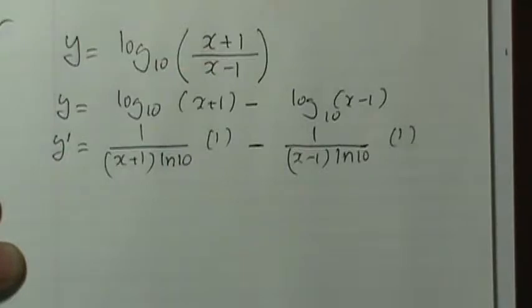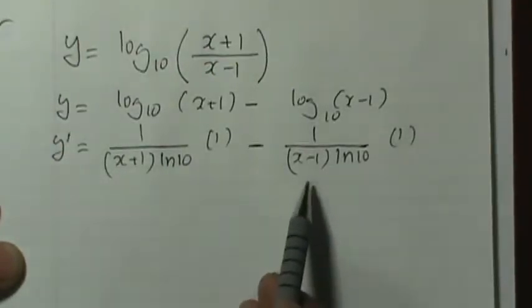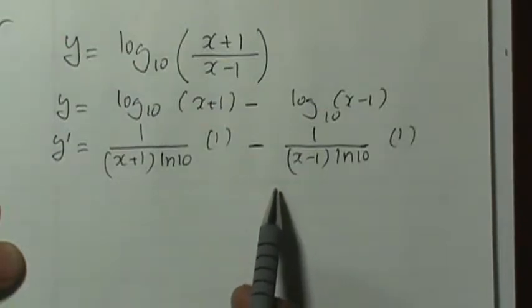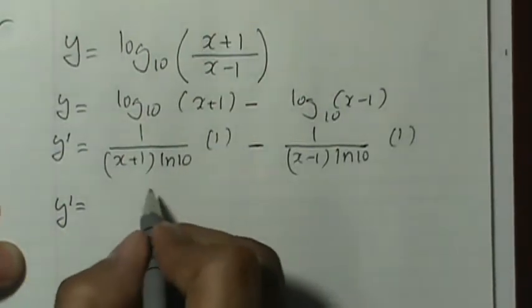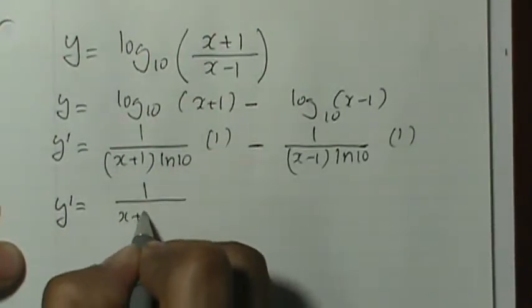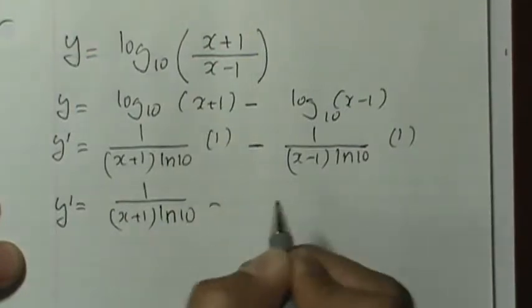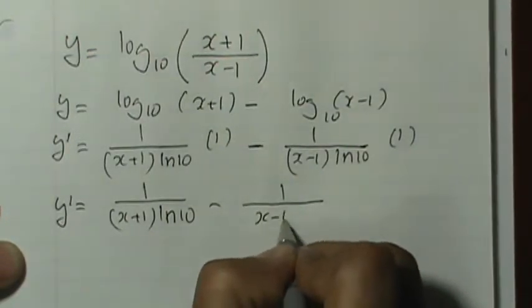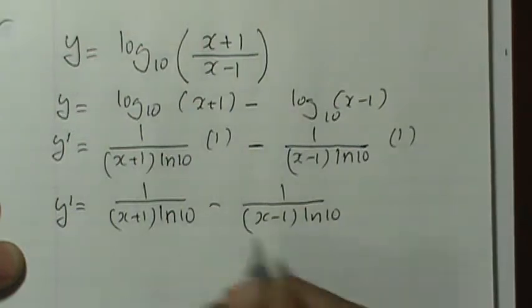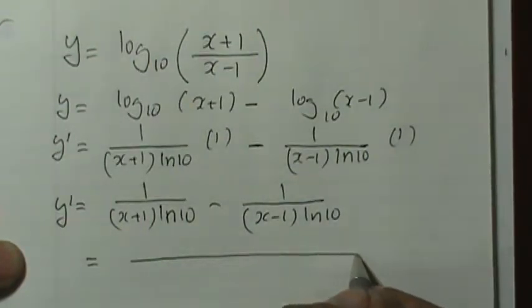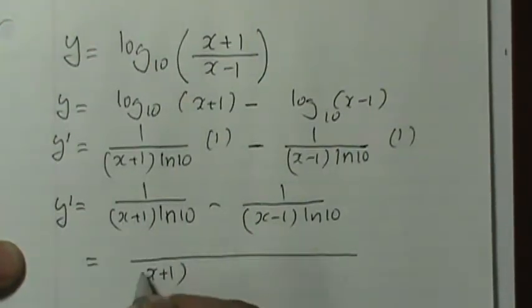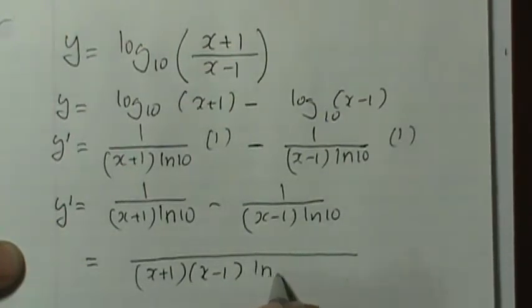If you were given a value for x to find the exact value of the slope of a tangent, right away you can go ahead and substitute here. Otherwise, you can also simplify further. So we can write y prime equals 1 over (x plus 1) ln 10, subtract 1 over (x minus 1) ln 10. Now, in order to simplify, we get a common denominator, and your common denominator for both of these terms would be (x plus 1), (x minus 1), and ln 10.